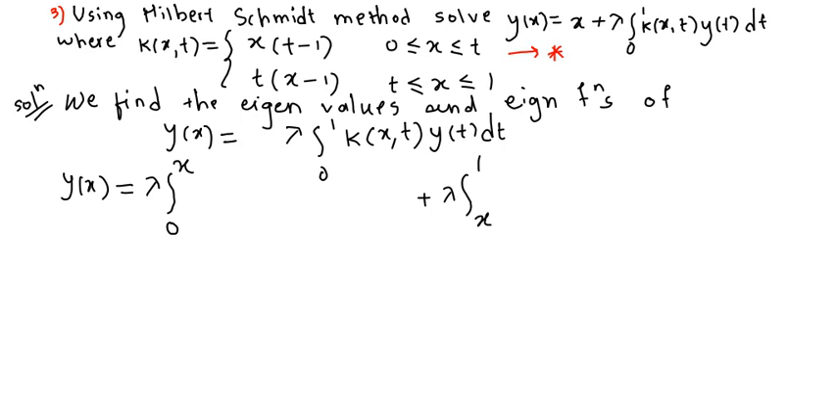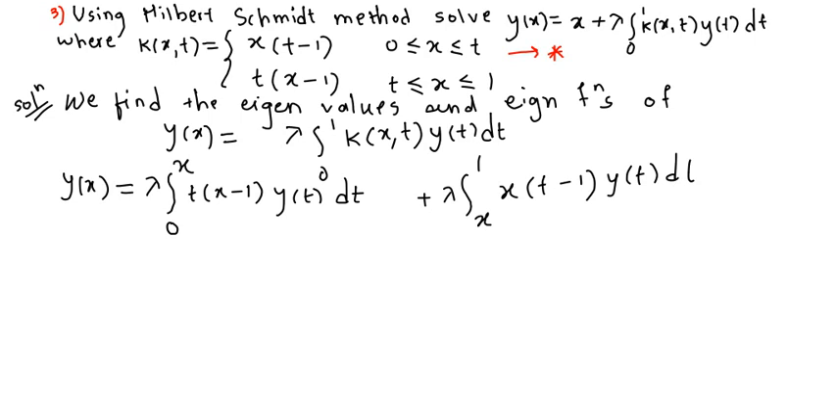In the integral from 0 to x, t is less than x, so it is t(x-1) y(t) dt, and here it will be x(t-1) y(t) dt. Now we want to find the eigenvalues and corresponding normalized eigenfunctions of this particular homogeneous Fredholm integral equation.